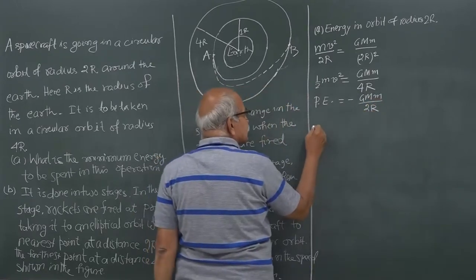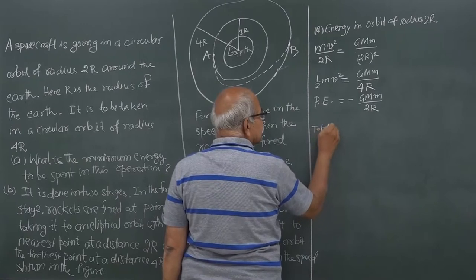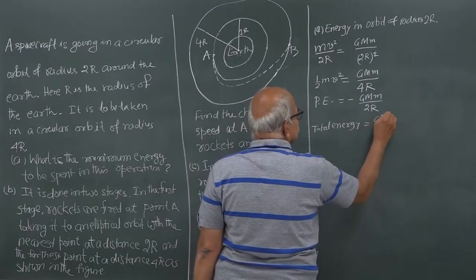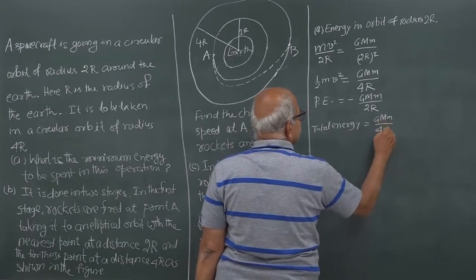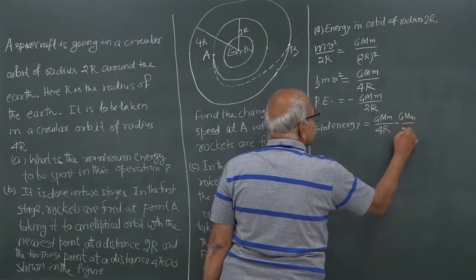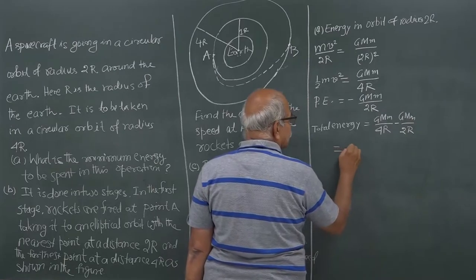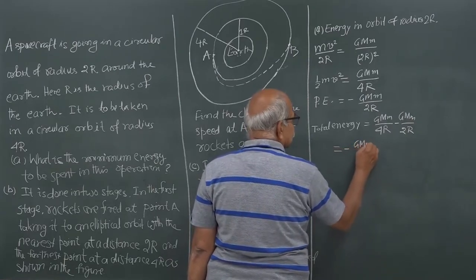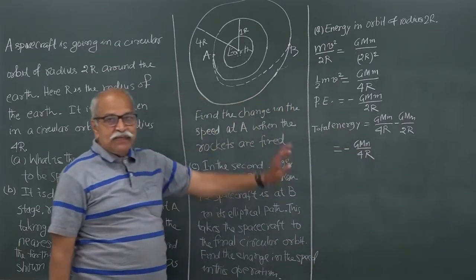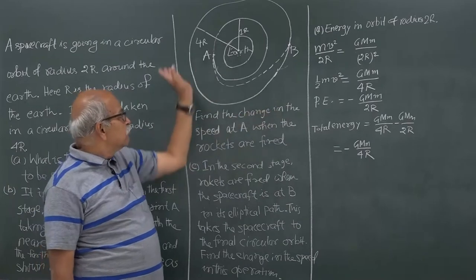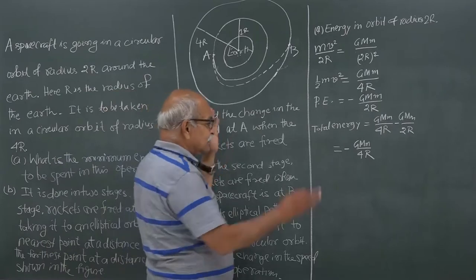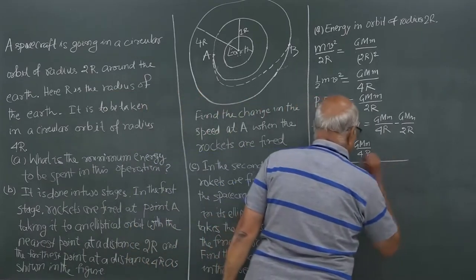So what is the total energy? The total energy is G M m divided by 4r and minus G M m divided by 2r, which will be minus G M m divided by 4r. It has to be negative for the bound orbit. The total energy must be negative, at least in this inverse square central attractive force.